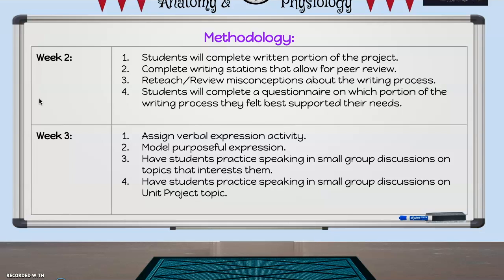Students will then participate in small group discussions by sharing topics of their interest. That way they can get practice in speaking about things that they are interested in. And then lastly, in week 3, students will practice speaking in small groups about their unit project topic. So I'm going from their interest and things that they're comfortable speaking about to more academic language by the end of week 3.